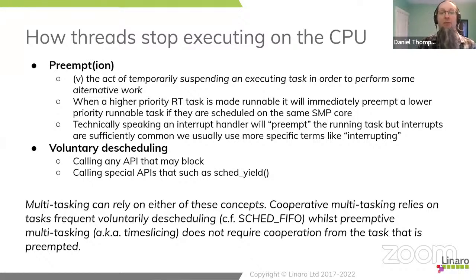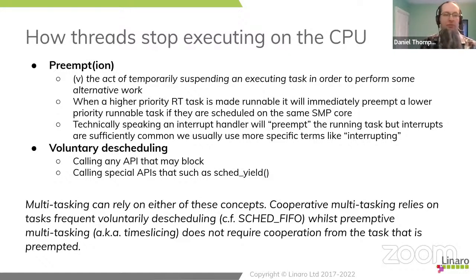An interrupt is something that preempts the running task to run the interrupt handler. But it's a sufficiently important and common use case that we usually use the term interrupting to describe interrupts. So when we talk about preemption in the rest of this talk, it does not include taking interrupts. That's a separate activity. Preemption is the scheduler deciding to allow a different task to run.